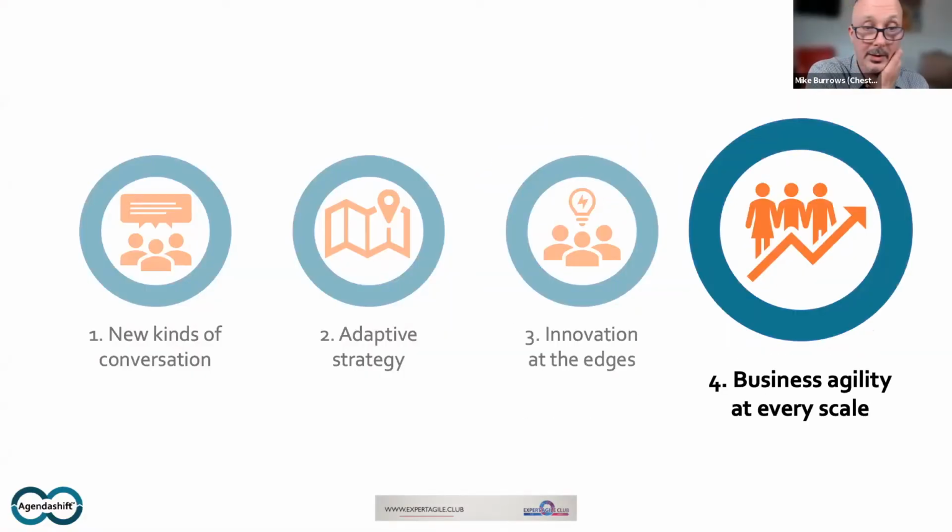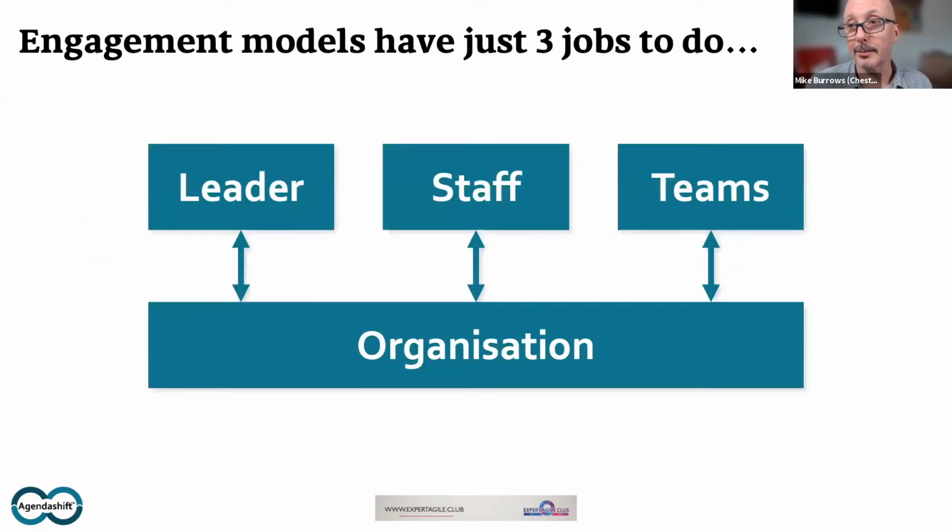That's innovation at the edges, and lastly, business agility at every scale. So I described at the beginning, I described agenda shift as an engagement model. And I didn't define it. But an engagement model has 3 jobs to do. An engagement model is a way to help leaders, practitioners, coaches, change agents engage with the change challenge, so we say. Give it some structure, give them some helpful tools. And at one level, that's what agenda shift is.